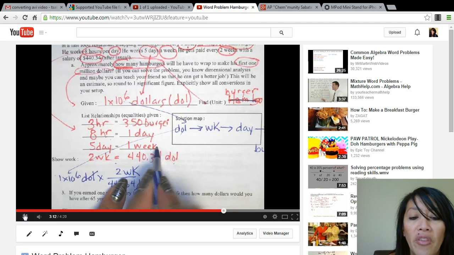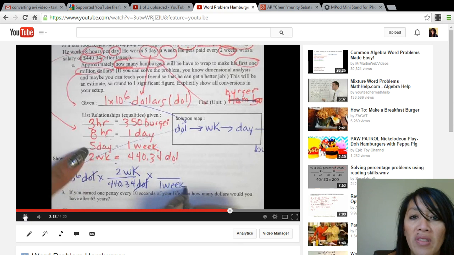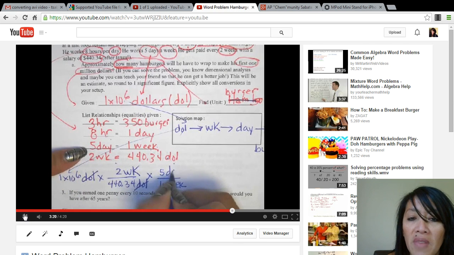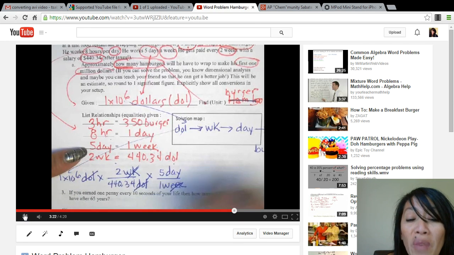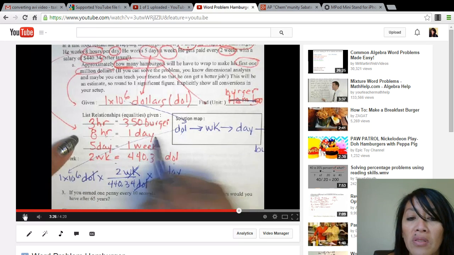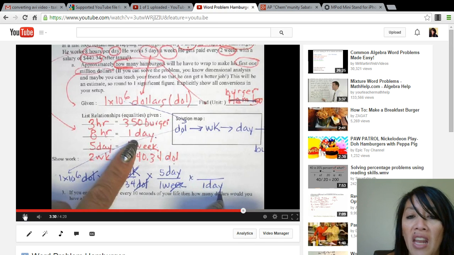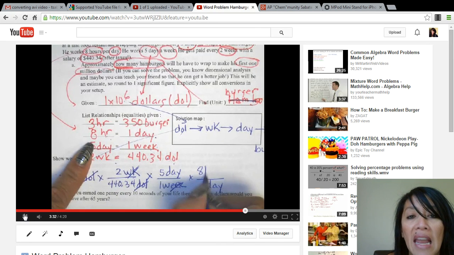Now I need to convert from weeks to days. So I can see from the problem that my 1 week goes on the bottom so units can cancel, and this person works 5 days that week. From days, I'm going to convert to hours. I look to my problem. I put days on the bottom so I can cancel. And in 1 day, this person works 8 hours.